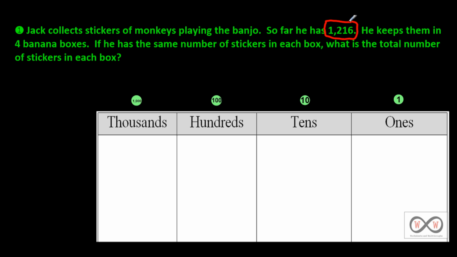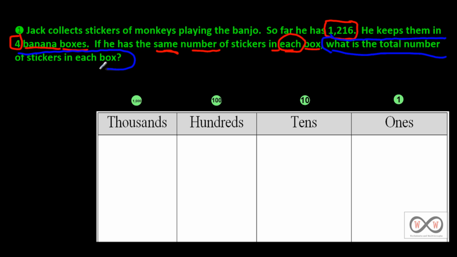Next sentence. He keeps them in 4 banana boxes. You're probably thinking 4 banana boxes would be important math information. Definitely. Good job. Next sentence. If he has the same number of stickers in each box, what is the total number of stickers in each box? You can see we have the same number in each box. And then we have our math job in the form of a question. What is the total number of stickers in each box?